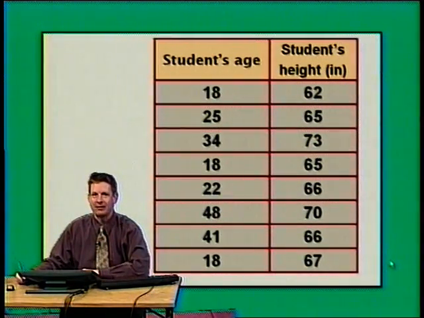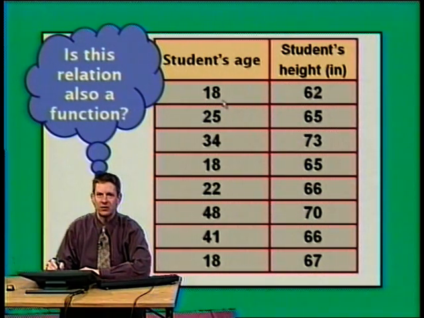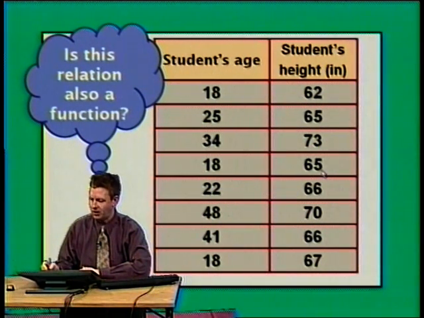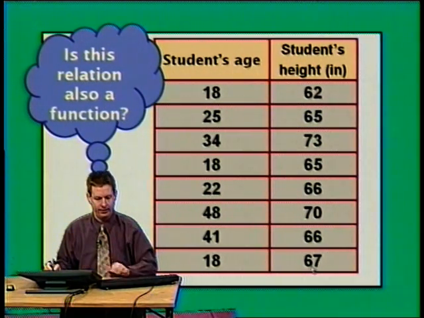Well, let's think about this table. One thing we might ask ourselves is, is this relation also a function? Well, ask yourself this question. What if somebody asked you, how tall is the 18-year-old student? Well, there's not only one answer to that question. This 18-year-old student is 62 inches tall. This 18-year-old student is 65 inches tall, and this 18-year-old student is 67 inches tall. One input, 18 years old, is generating multiple outputs. Functions don't work that way. Functions have the property that one input generates exactly one output.